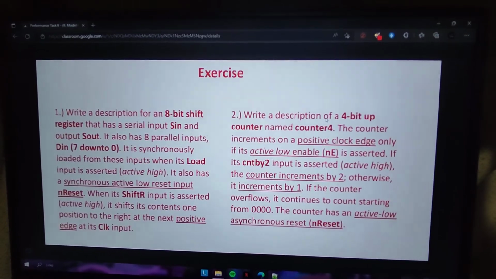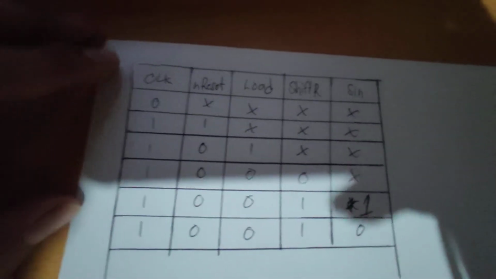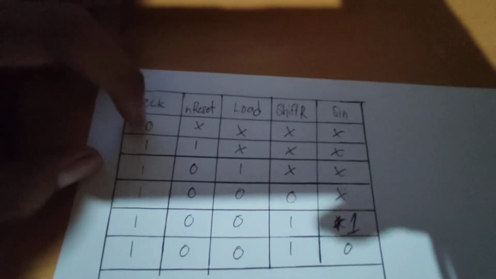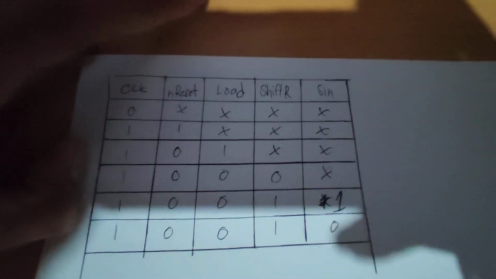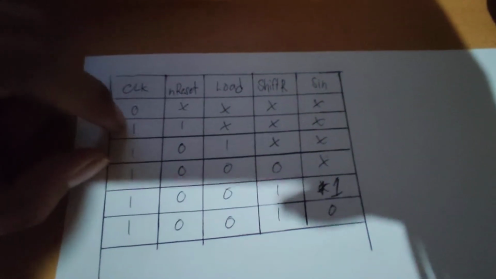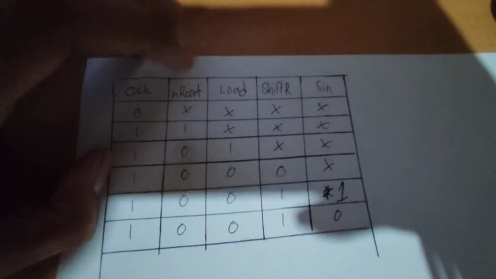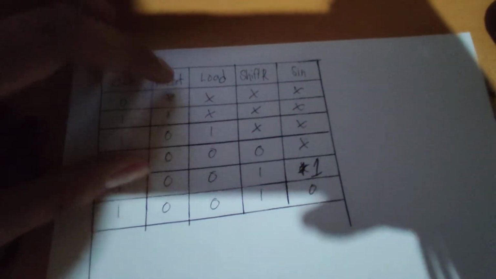So I have a truth table here. This is my truth table. If our clock is 0, then N reset, load, shift R and SIN become don't care. If our clock is 1 and N reset is 1, then the rest of these are neglected, so they become don't care.